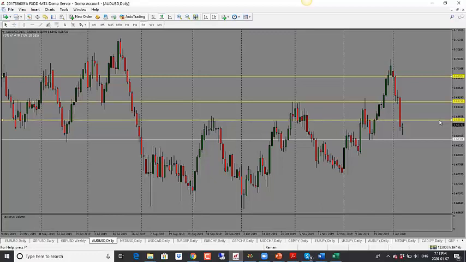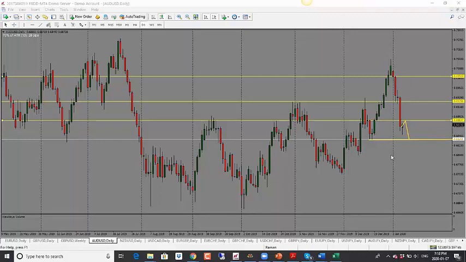Now, here I will look at 0.6880 as a potential level for a pullback, and then looking for a drop. So bias is bearish. Target is 0.6840. So bearish bias here for Aussie dollar.